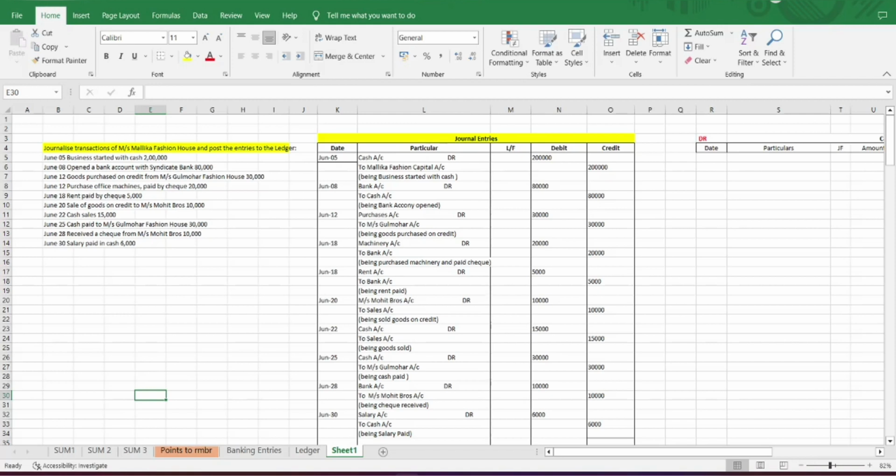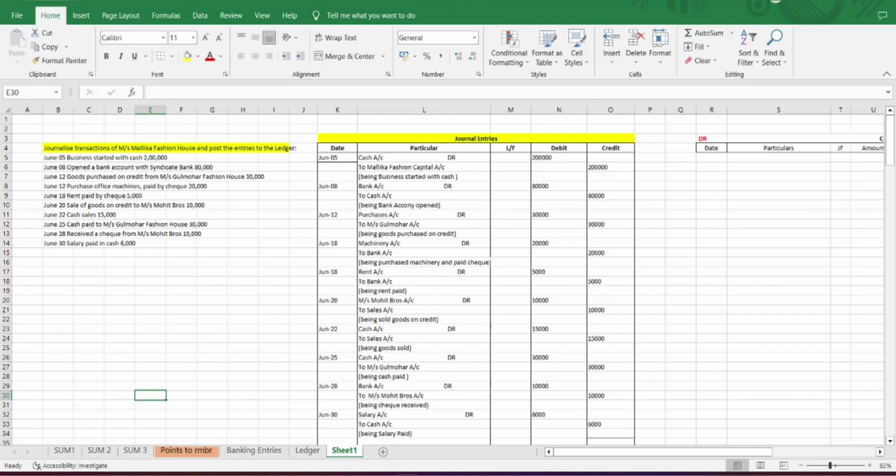Entry here is purchase account debit to Gulmohar account. Here we have seen that there is no mention of cash. It is the credit transaction. So we have to mention our creditor's account here, Gulmohar credit, and it is 30,000, being goods purchased on credit. Next, on June 12 again, purchase office machinery paid by check 20,000. So machinery account we are purchasing here, machinery account debit to bank account because we are making the payment through check. So bank account comes into consideration, debit and credit for rupees 20,000.